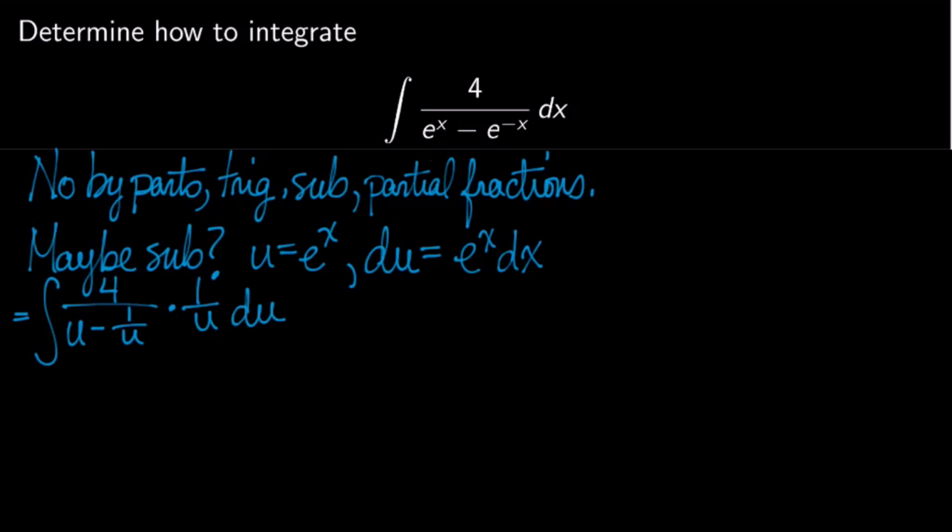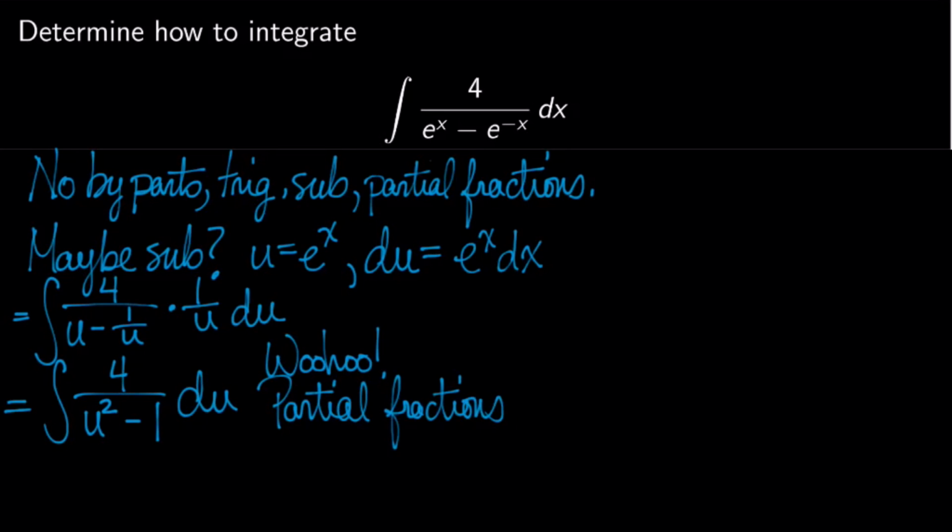And that's because if I take this equation and divide by e to the x on both sides, that's what I get. If I smoosh those things together with a little bit of algebra, I get the integral of 4 over u squared minus 1 du. And I'm thinking that's awesome because that very clearly looks like a partial fractions decomposition type integral to me.